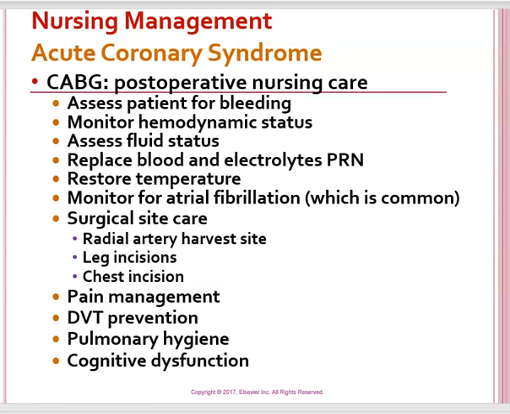Pulmonary hygiene. They're on the ventilator. Suction as needed. Okay. Get them in the appropriate position. And cognitive. We've tossed an awful lot of drugs at them. They may be at a risk for a stroke. Maybe some emboli got dislodged and traveled. So, neuroassessment is another part of that.